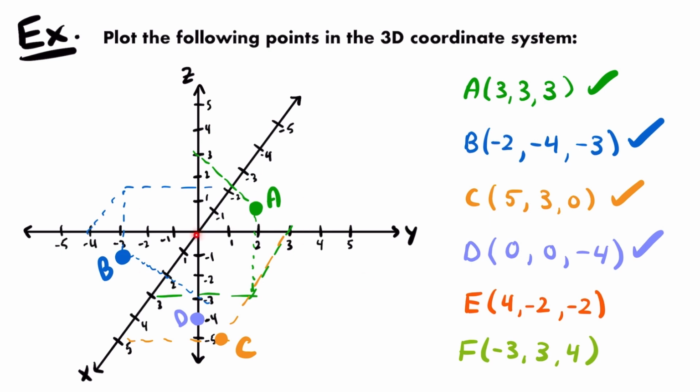X equals +4 is right here, and y equals -2 is right here. So let's draw some parallel lines. I'm going to draw a line through x equals 4, that's parallel to the y-axis, and then I'm going to draw a line through y equals -2, that's parallel to the x-axis. And so where those two lines meet is the shadow point for point E. That's not where the point's located because we have a z-coordinate that we need to take into account.